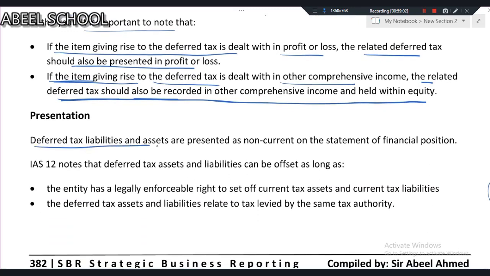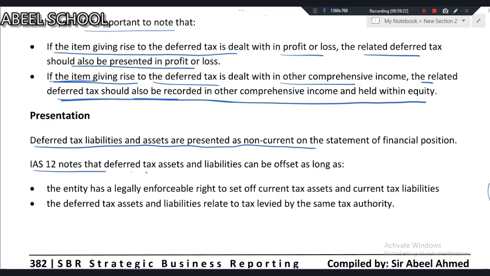Presentation: deferred tax liabilities and assets are presented as non-current. If there is a deferred tax liability, it will be shown in non-current liabilities. If there is a deferred tax asset, it will be in non-current assets. Deferred tax liabilities and assets are presented as non-current on the statement of financial position.